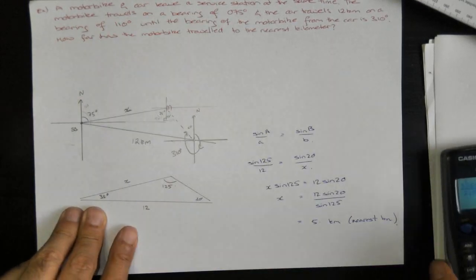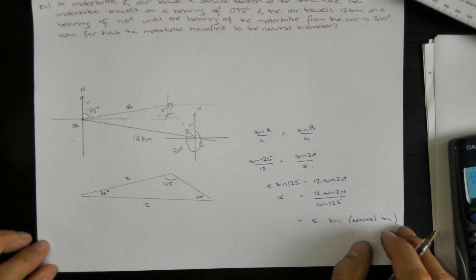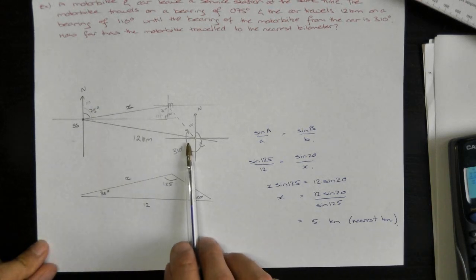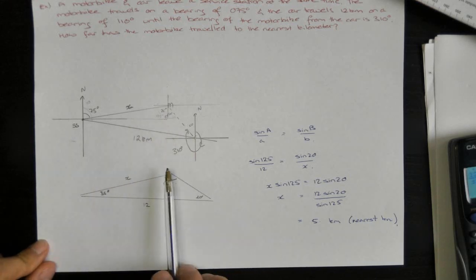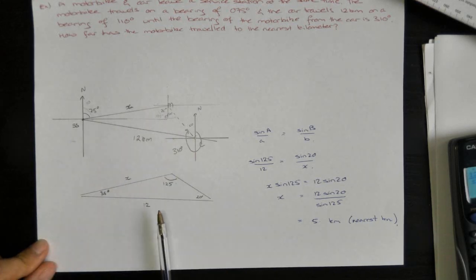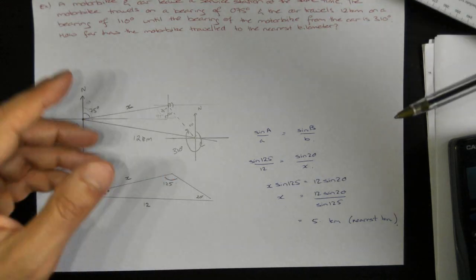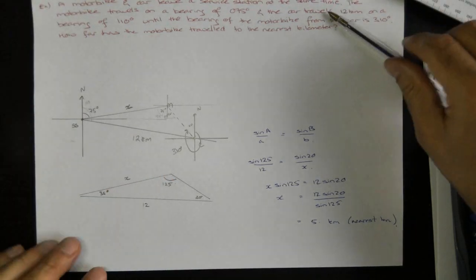So this one we wouldn't be able to do with right angle triangles. We could eventually, but it would just be a lot of work to get to that. So we've shown you how to use bearings with the sine rule, the cosine rule, as well as right angle triangles. Okay, thank you.